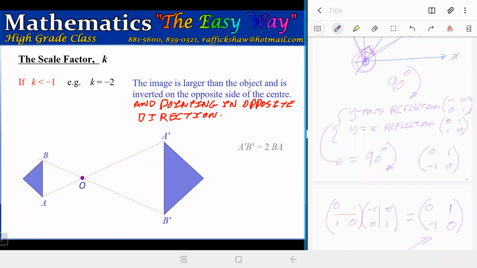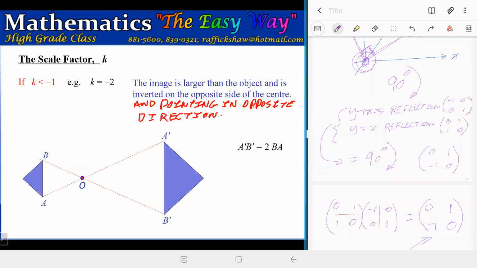And CSEC asks a question like, why is the scale factor negative? The scale factor is negative because the image is inverted on the opposite side of the center and pointing in the opposite direction. That's what they're going to say. They ask at CSEC, why is the scale factor negative? And that is what you have to tell them.